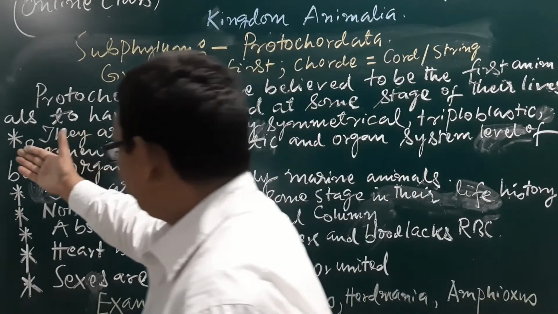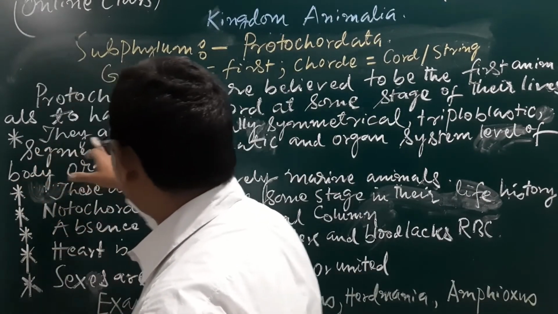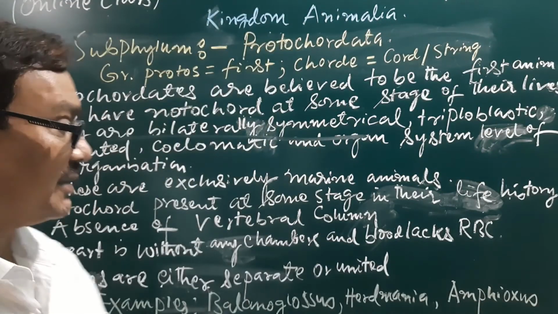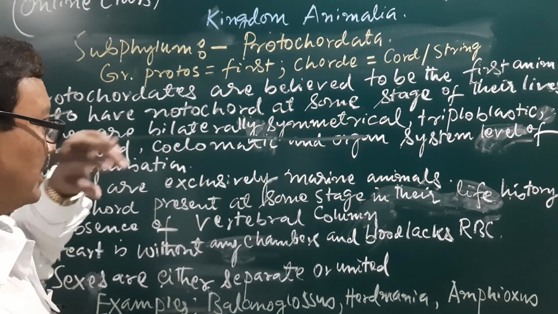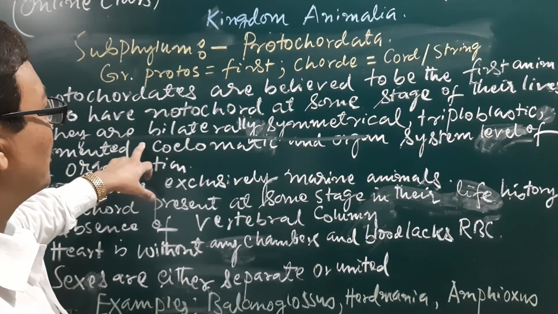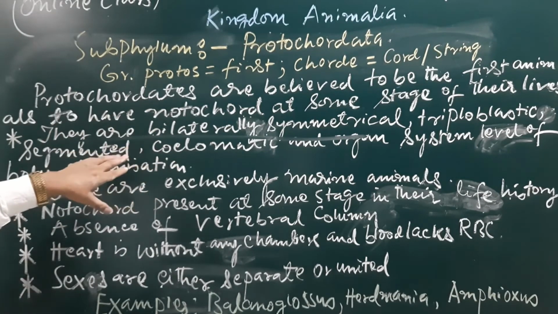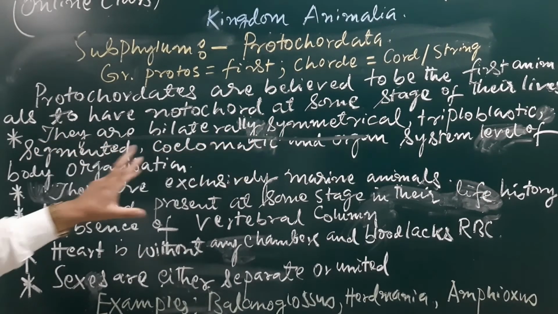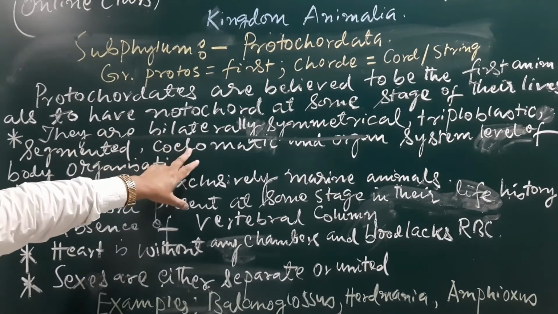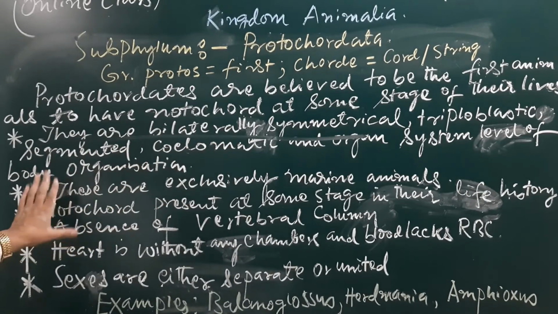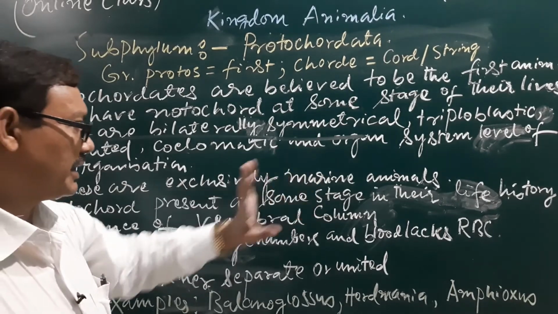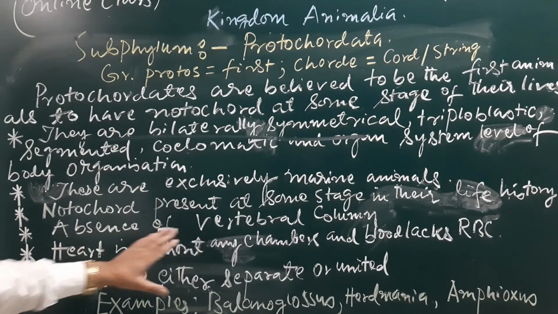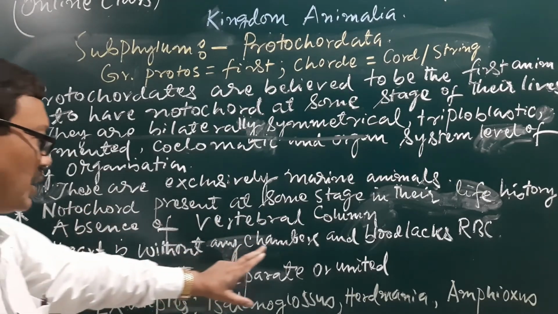These points number 1, 2, 3, 4, 5, 6, I have put all in one: bilaterally symmetrical, true coelomate. But here is one exception in comparison to the chordates which we have seen earlier, that here they are triploblastic, segmented, true coelomate, and organ system level of organization. These are exclusively marine animals. Notochord is present at some stage in their life history. Absence of vertebral column. Heart is without any chambers.